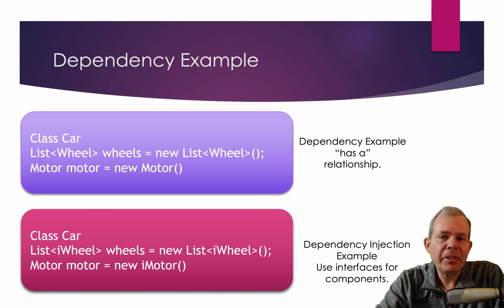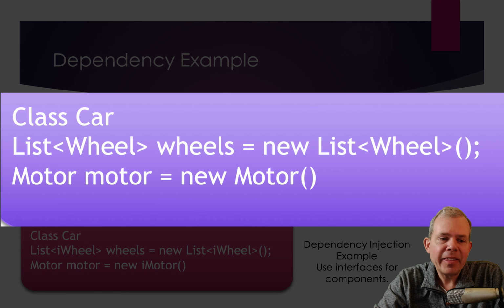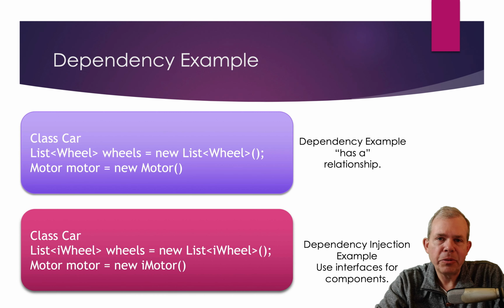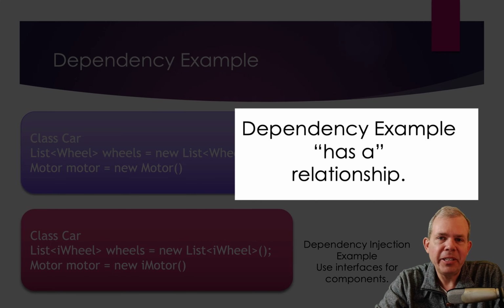So let's take a look at two examples of a car. The top one is your typical car that you would create in a class, in a course like a university. Let's make a car, and let's give it some wheels, maybe 4 wheels, maybe more. And then we'll have a motor. And so we instantiate these things inside the class. We say, let's create a new motor, and you just new it up. You create a new instance of it. So that is a has-a relationship.